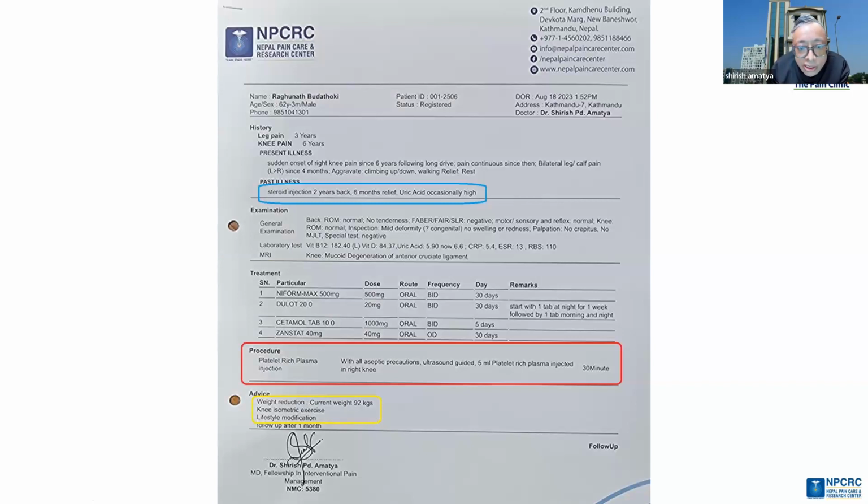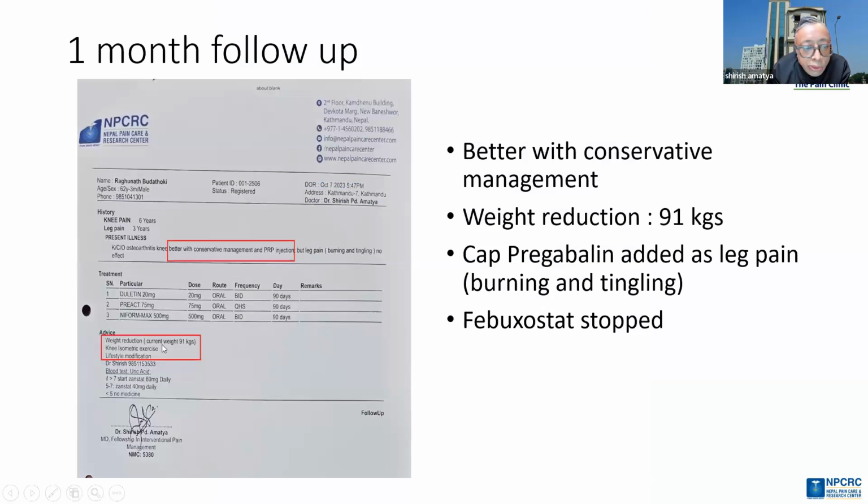But in the second visit, once the pain was less and the uric acid level was also normal, I withdrew the febuxostat and gave him duloxetine and pregabalin for his neuropathic pain and the knee pain. So that is the regularly followed, evidence-based practice.